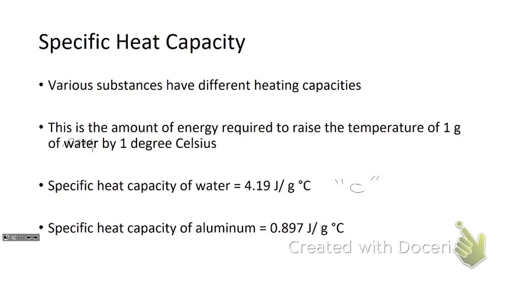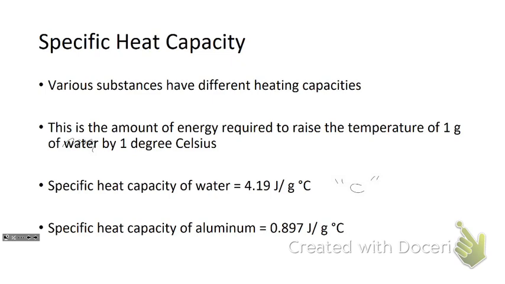So the C value of water is 4.19 joules per gram degree Celsius, meaning to raise 1 gram of water by 1 degree Celsius, we need to add 4.19 joules of energy. Okay, joules is just a unit of measurement for thermal energy, okay? So that's what a joule is.